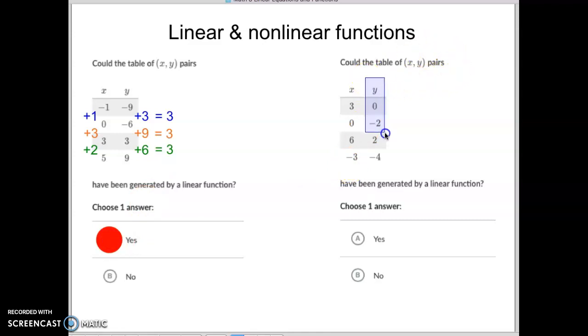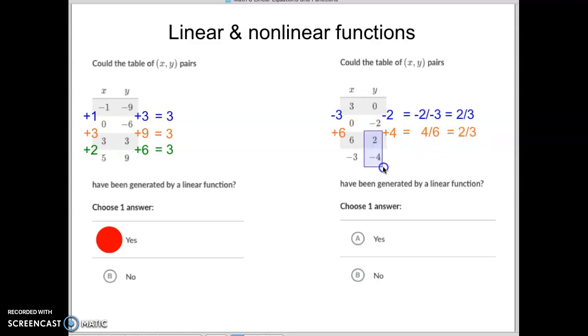These Y values going from 0 to -2 went down 2. The X values going from 3 to 0 went down 3. So we went down 2 over down 3. By the way, two negatives create a positive, so this one went up 2/3. Going from -2 to +2, we went up 4. Going from 0 to 6, we went up 6. 4 over 6 would equal the same as simplified 2/3.